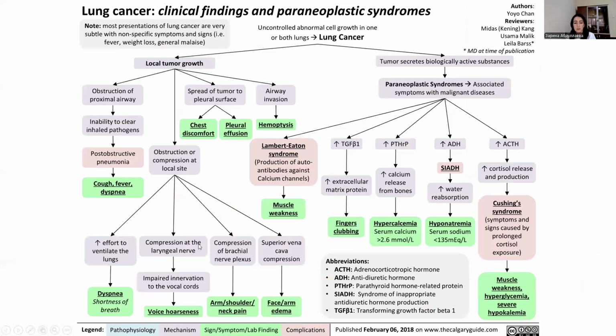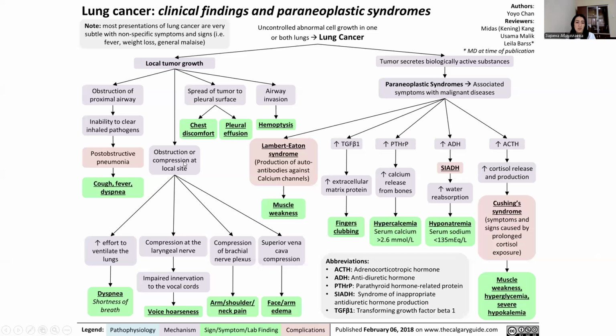Here we can see the mechanism of the formation of these symptoms. Symptoms of lung cancer are mainly explained by local tumor growth and tumor secretion of biologically active substances. Due to obstruction of the proximal airway, there will be symptoms like cough, fever, and dyspnea.